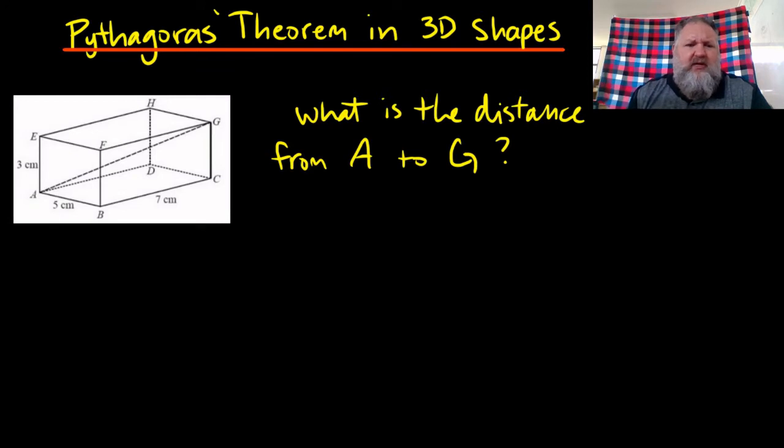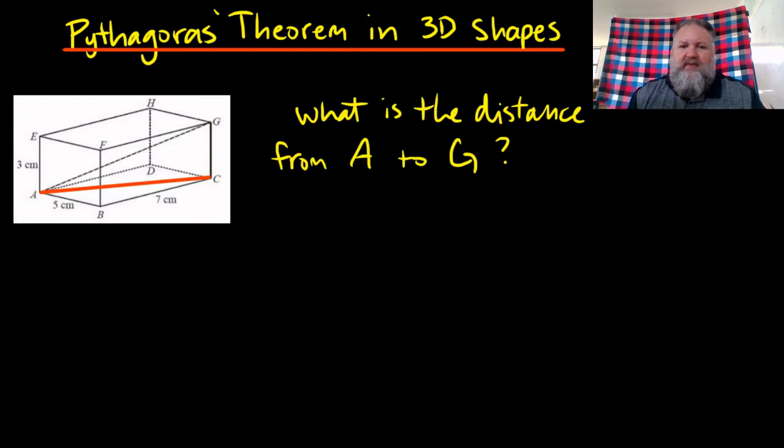In particular, we're going to need to find this distance from A across the bottom over to C. The reason why, and I'll draw a little line on here for you, is that this distance from A to C would then give us the base of a triangle that exists inside that 3-dimensional shape. Okay, so that's really what we need. We need that distance from A to C.